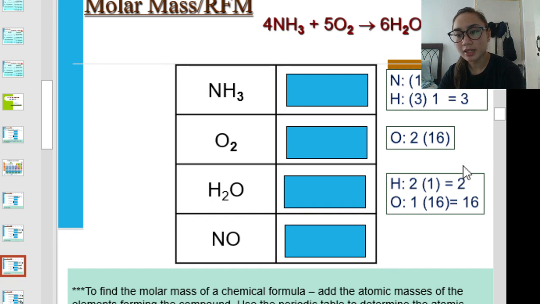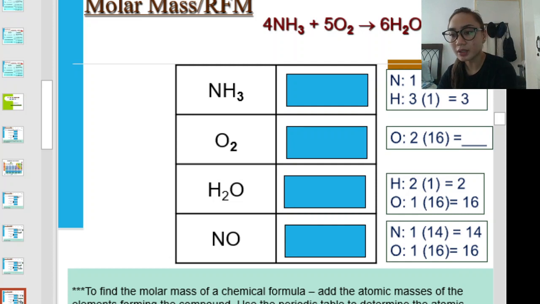Okay. So, next, we have H2O. So, sinulat ko si H. May dalawa siyang atom times ang kanyang atomic mass, which is 1. So, we have 2 times 1 is 2. And then, ang oxygen natin, we have 1 atom. So, 1 lang yung nandito. And 16 ang atomic mass niya. So, 1 times 16 is 16. So, pinagsama natin, just add this. 16 plus 2 is 18.